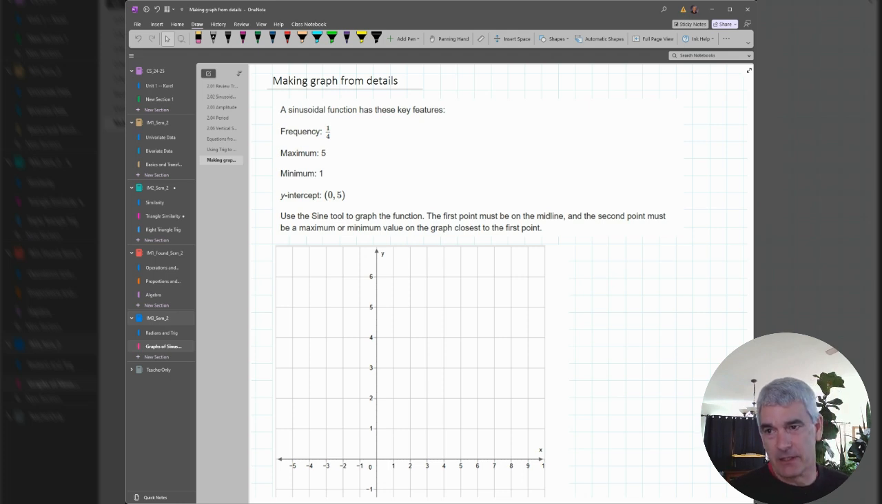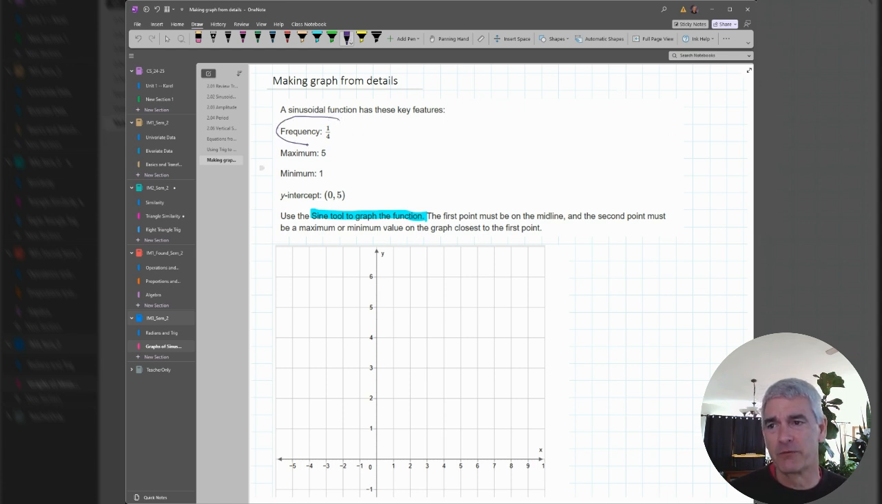All right, so just kind of going over how to make a graph from details. This is what we've done in class, creating sine and cosine graphs, really functions, and graphing them from the information that's given. So here's another example. And this refers to the sine tool, and I'll talk a little bit more about what can be confusing about the sine tool, but let's go over this and see what info they've given us.